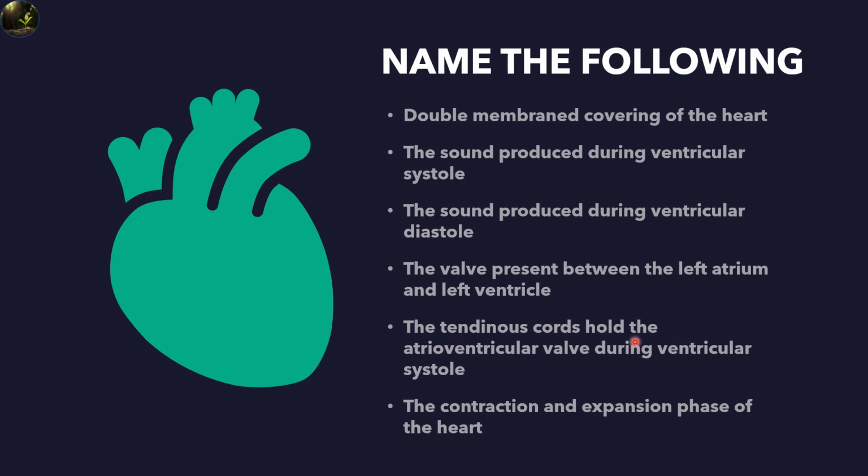The tendinous cords hold the atrioventricular valve during ventricular systole. Tendinous cords hold the atrioventricular valve during ventricular systole, that is chordae tendineae. The contraction and expansion phase of the heart. Contraction phase we call systole. Expansion phase is diastole. You have to write like that: contraction, put a hyphen, systole. Expansion, put a hyphen, diastole.